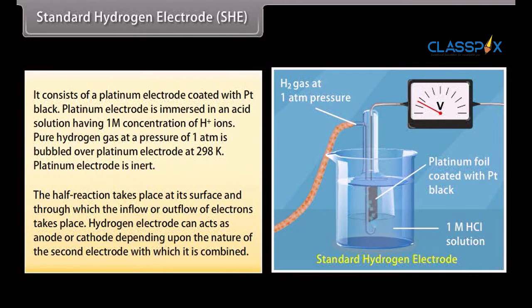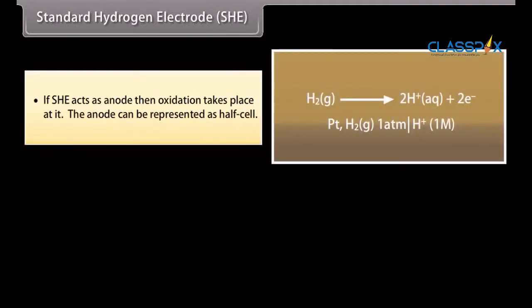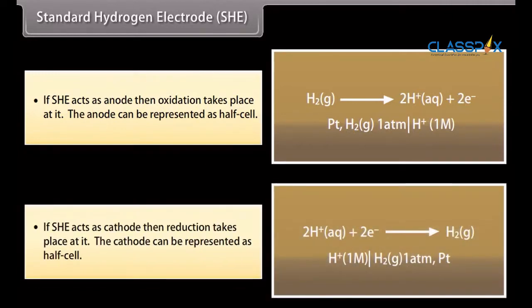electrons takes place. The hydrogen electrode can act as anode or cathode, depending upon the nature of the second electrode with which it is combined. If SHE acts as anode, then oxidation takes place at it. The anode can be represented as a half cell. If SHE acts as cathode, then reduction takes place at it. The cathode can be represented as a half cell. The electrode potential of the standard hydrogen electrode is taken as 0.